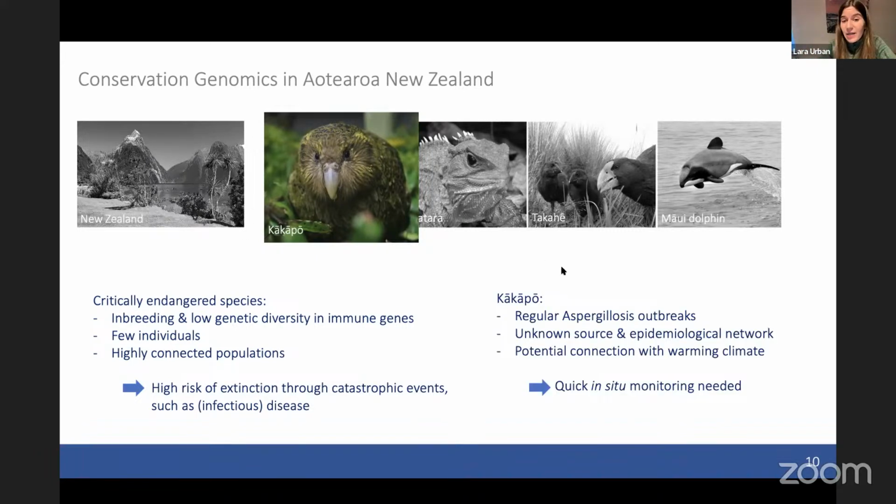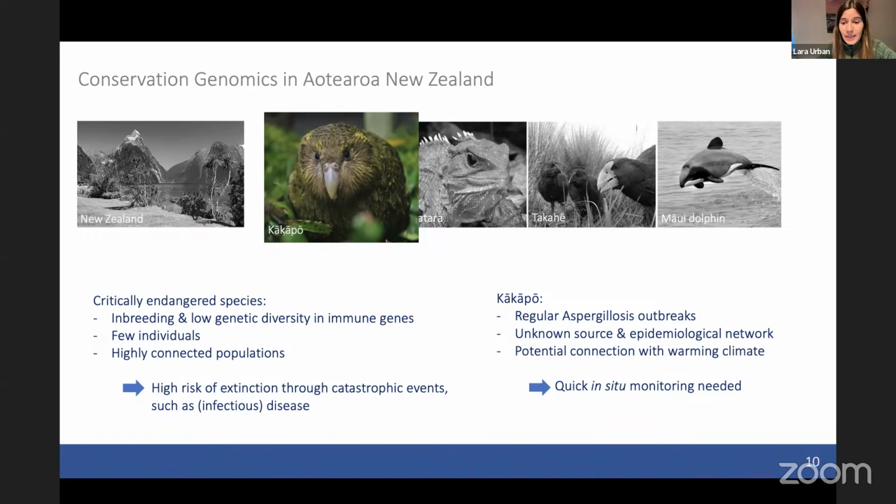In the case of the kakapo, we actually have experienced regular aspergillosis outbreaks in the newly hatched chicks. The problem with these aspergillosis outbreaks, which are caused by a fungus, Aspergillus, also a quite common human disease, is that the infection was of unknown source and of an unknown epidemiological network, so how the disease would actually spread.